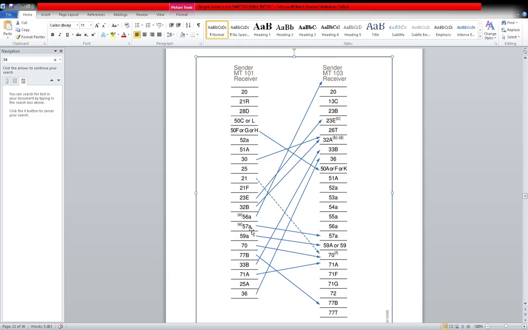Similarly, 56A, 57A, 59, 70, 71, 70B, 33B, 71. These are mapped to the other fields in the 103 receiver. Can you see here? So like this, it is mapped here. No need to mug up, no need to remember these things, but we should know the idea that the MT101 message is getting converted to MT103. But while doing so, these are mapped like this. You should be firm on that.